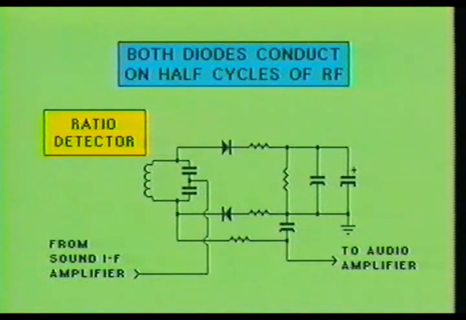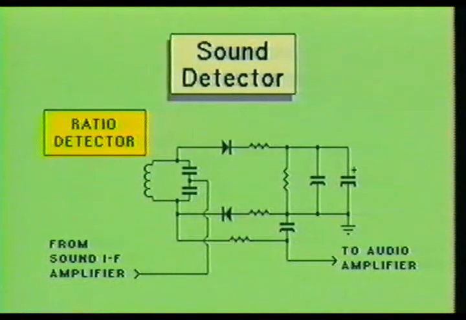The ratio detector only conducts on 1/2 cycle of its tuned resonant frequency. For this reason, the ratio detector only has half the output of other detector circuits. However, the trade-off for reduced output is increased signal quality. Now, let's examine the ratio detector circuit.